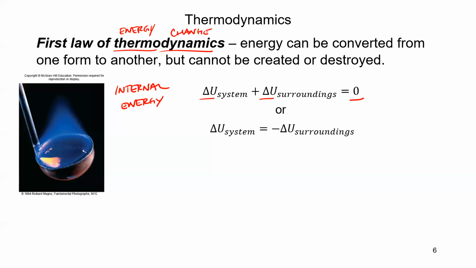If we rearrange that equation, we get that the internal energy change of the system is equal to the negative of the internal energy change of the surroundings. Do we all know that this little delta means change?